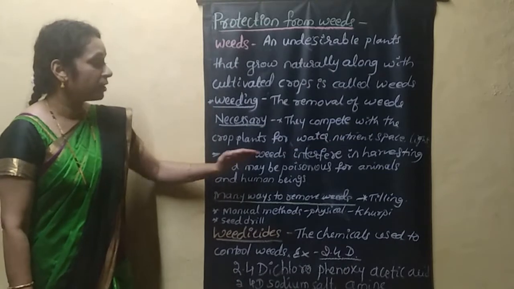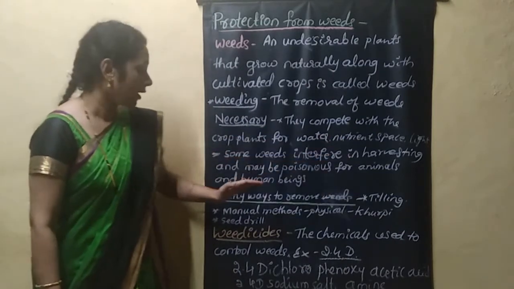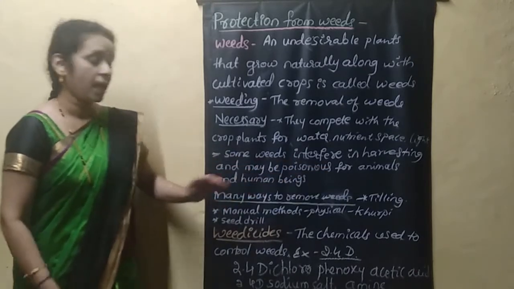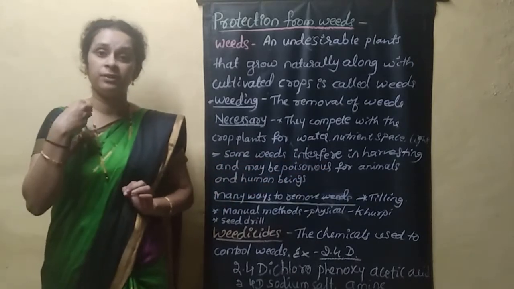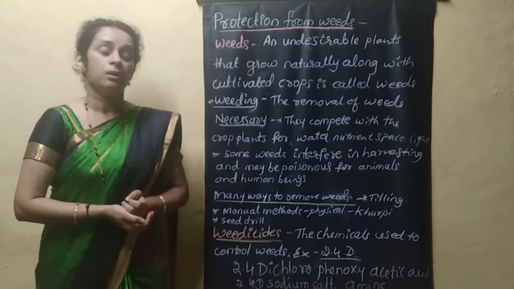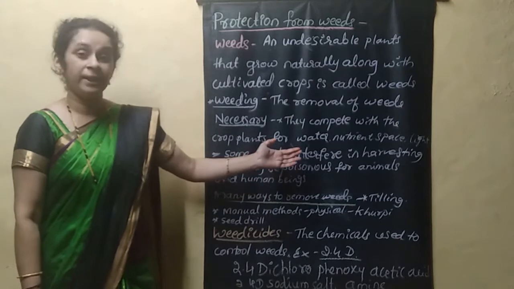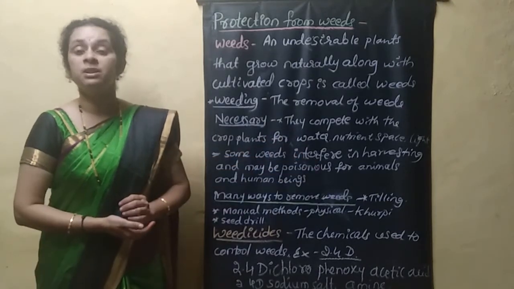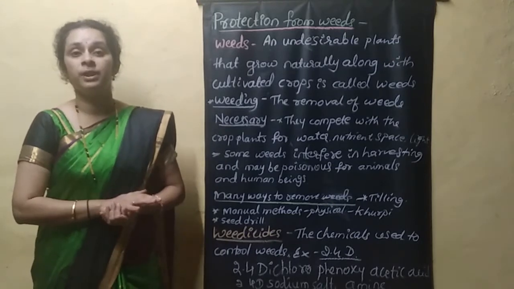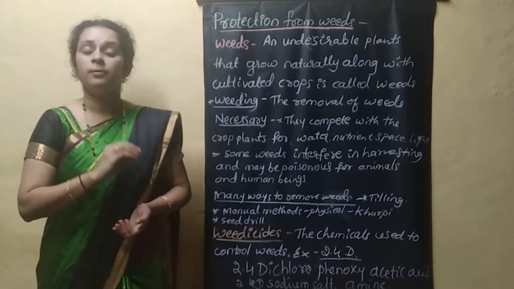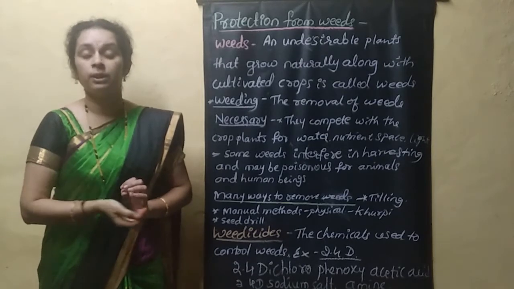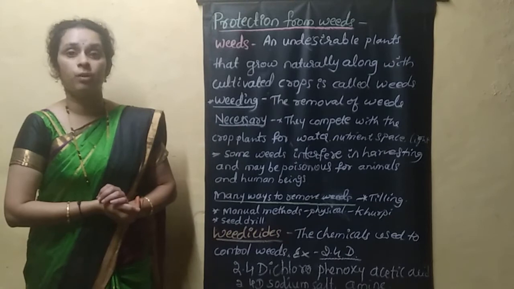Next, some weeds interfere in harvesting and may be poisonous for animals and human beings. They interfere during harvesting and they are poisonous as well as very harmful to animals as well as human beings. So these weeds should be removed from the field. This is the necessity to remove the weeds from the field.